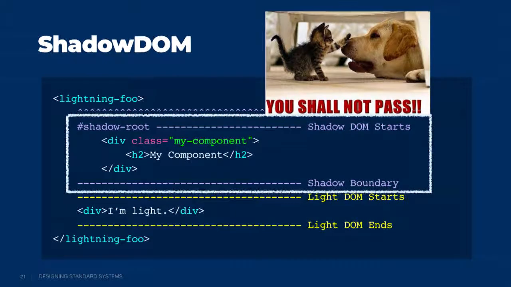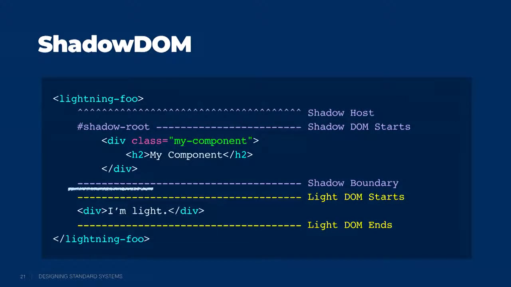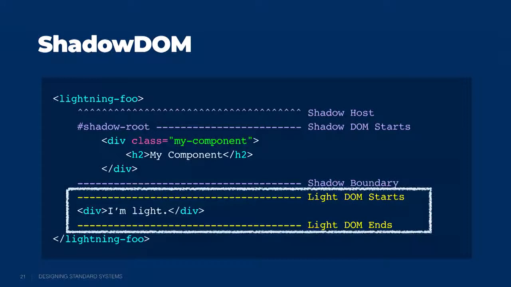So the element we attach the shadow root to is called the shadow host because it's hosting the shadow root. So that's fine. And that's our lightning foo. That's where we've attached our shadow root. Finally, everything else remains in the light DOM. So because we only put the class myComponent div into the shadow root, everything else that we might have in this component is in the light DOM. Did that make sense? At all? Of course it did.